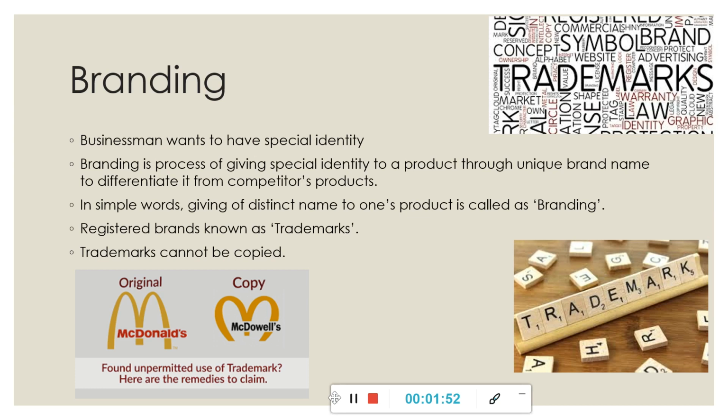Next, every businessman wants to have a special identity. Yes, this is a special identity given to your product. And branding is a process of giving a special identity to a product through a unique brand name to differentiate it from the competitor's product. Yes, brand name यानी क्या कि आपके competitors हैं उनके साथ compete करने के लिए you need to give a unique and different identity for your product. In simple words, giving a distinct name to one's product is called branding. Branding यानी क्या? You are going to give a different distinct name to the product, that is called branding.